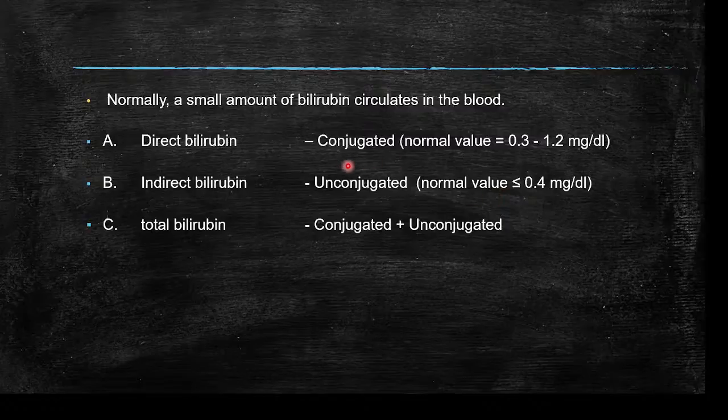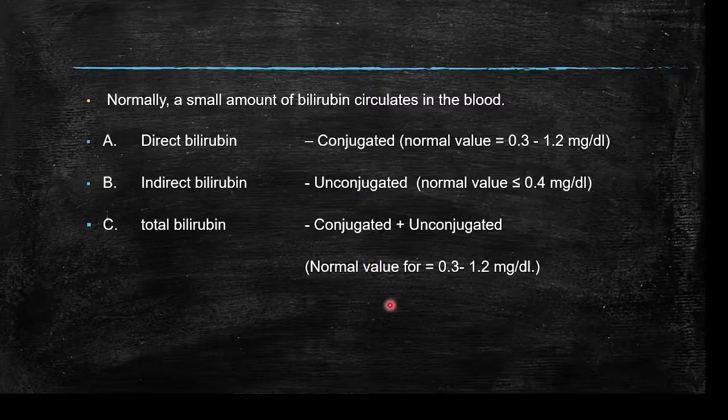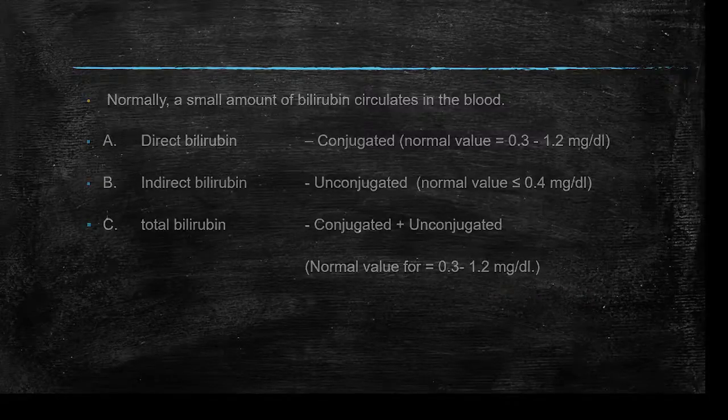So we know that conjugated bilirubin is bilirubin conjugated with glucuronide, that is bilirubin glucuronide, and unconjugated bilirubin is protein bound most of the time. Conjugated is soluble in water and unconjugated is insoluble in water. Okay, so the normal total bilirubin value should be between 0.3 to 1.2 milligram per deciliter.